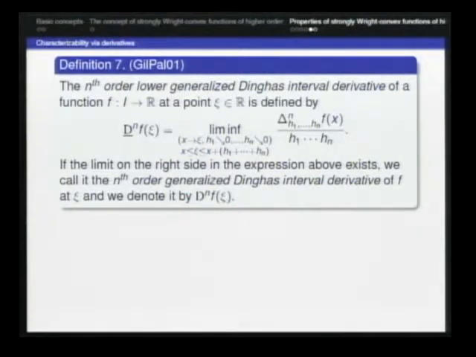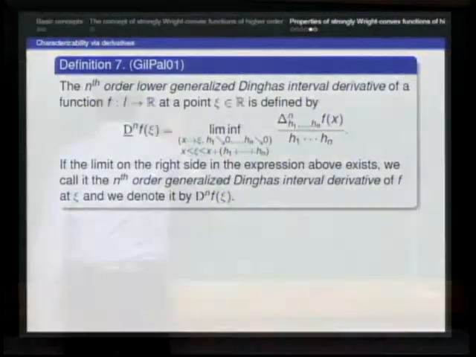So let's consider this definition for a moment. Now, the d lower n f of xi is equal to the limit inferior of delta h1 ... hn f of x divided by h1 ... hn, such that this limit inferior is taken in a quite certain case. I will draw a picture for that, then it will be understandable for you.